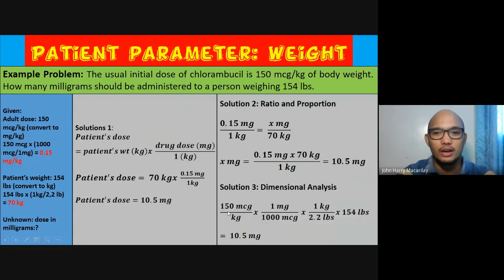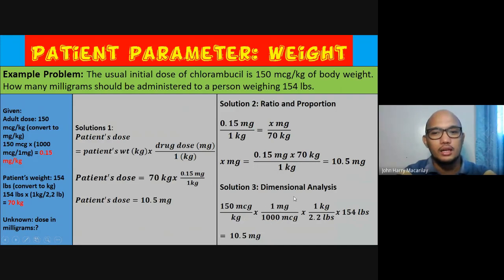So 150 micrograms over 1 kilogram. Since the problem is asking in milligrams, we have to convert micrograms to milligram by multiplying it with a ratio that is equivalent to 1 milligram per 1,000 micrograms. So we will cancel now this particular units. What's left? It's just the milligram per kilogram.